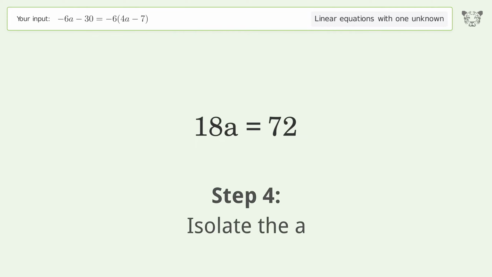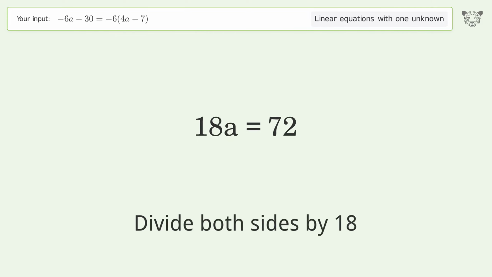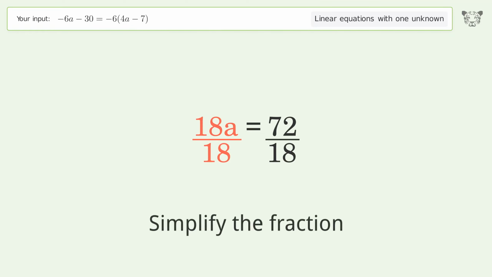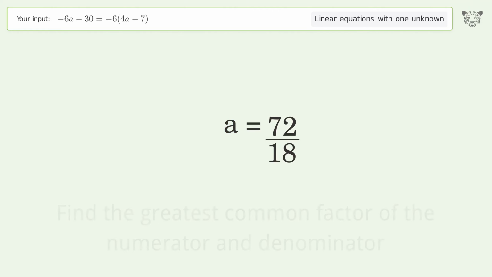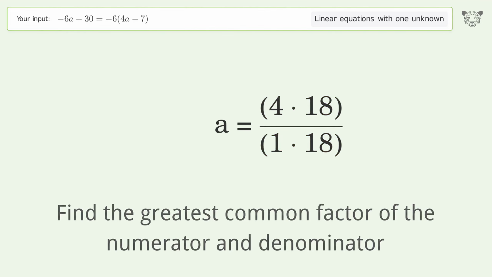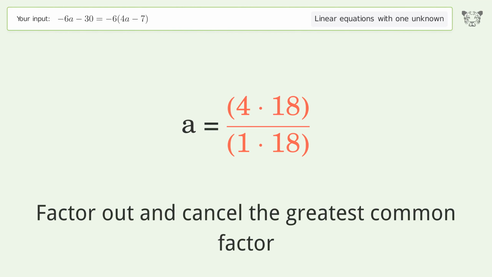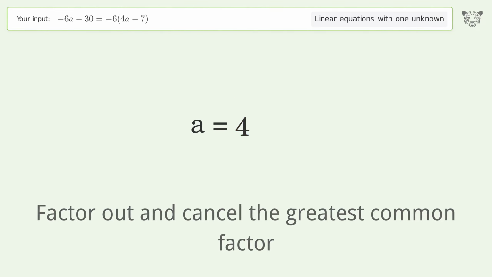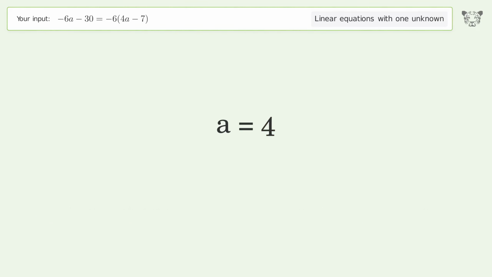Isolate the a. Divide both sides by 18. Simplify the fraction. Find the greatest common factor of the numerator and denominator. Factor out and cancel the greatest common factor. And so the final result is a equals 4.